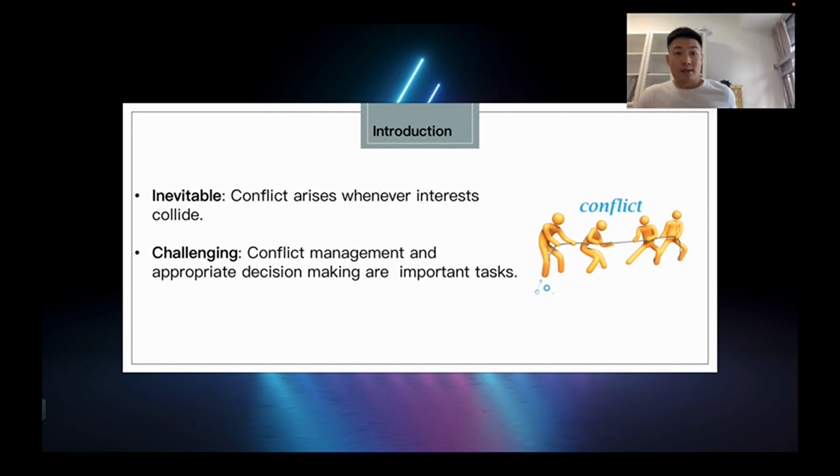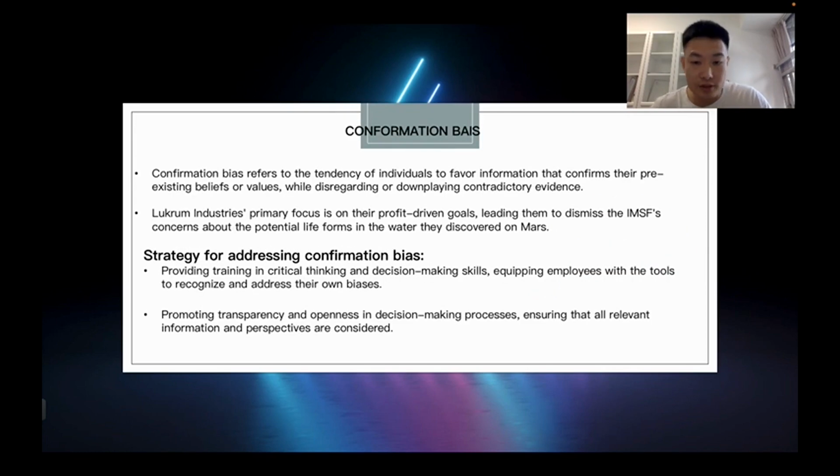For this video case, we're talking about some influences of bias on the decision-making process. The first one is confirmation bias. In the fictitious story, confirmation bias is evident in the actions and decisions of the Lucram industry.